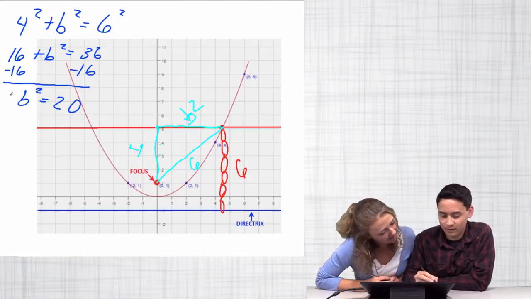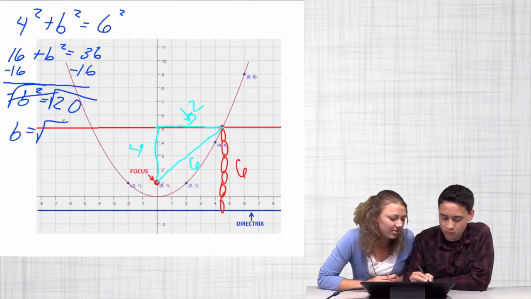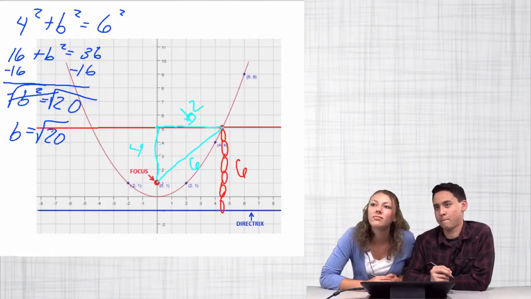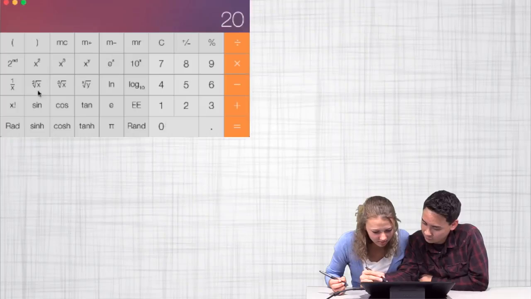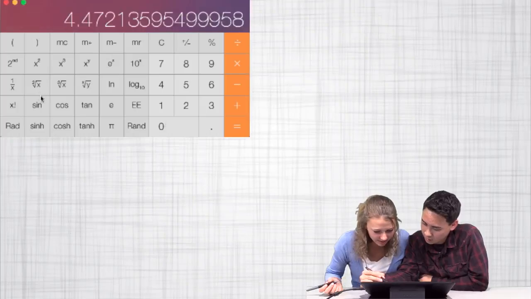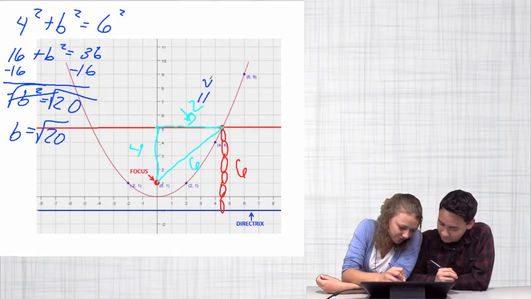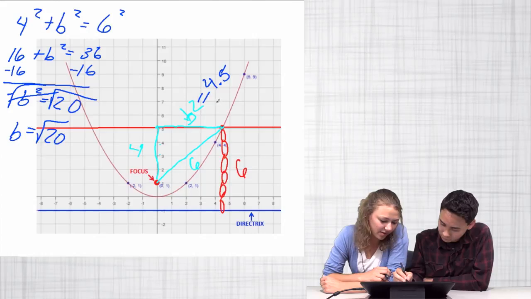Square root both sides, you get b equals square root of 20. Would you like to find out what square root of 20 is? You can use the calculator. Okay, so it says it equals 4.5. And that would be your x value.